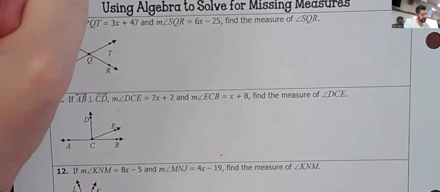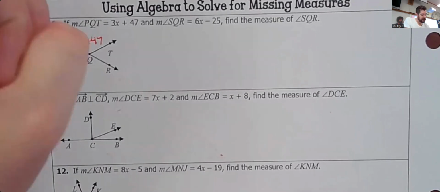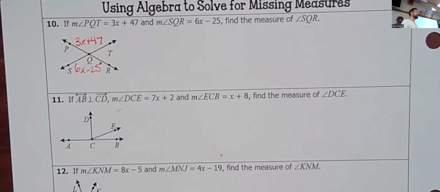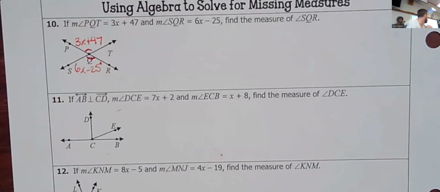So I'm just going to write 3x plus 47 in that space, the space in between P and T, which talks about that angle. We're not talking about a side length or segment length or anything like that. We're talking about how wide open that angle is. SQR, left, right, or bottom? Bottom. All right. So that would be 6x minus 25. How do those angles relate to each other? They are vertical angles, meaning they're congruent. Yeah. So these 2 angles are congruent, which means they're equal to one another.